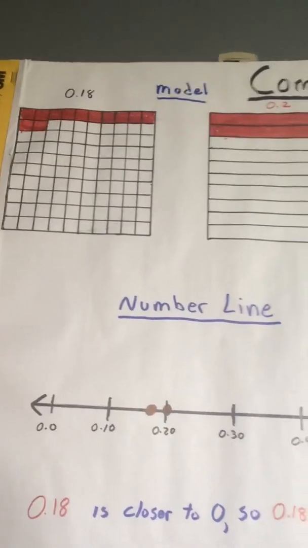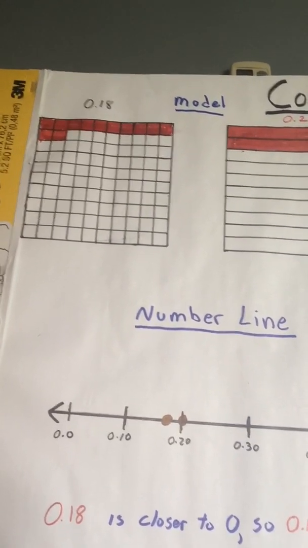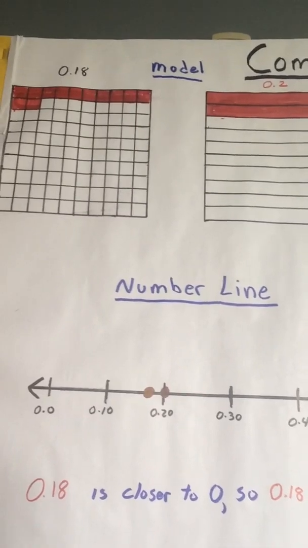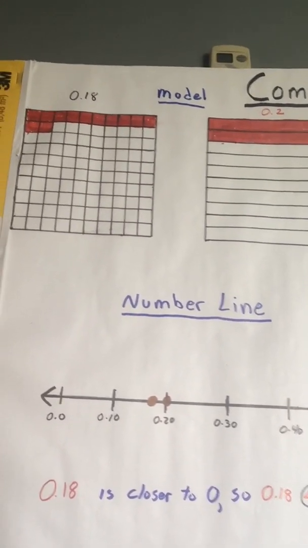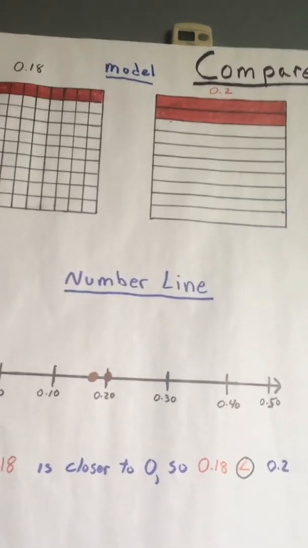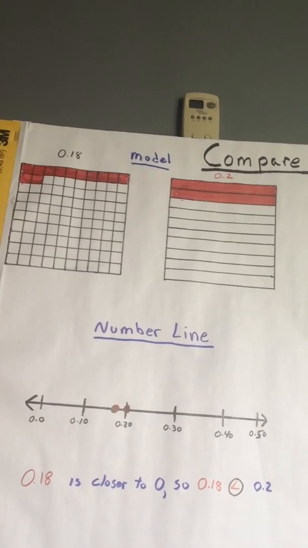Which one is closer to 0? If you notice, the 18 hundredths is closer to 0 than the 2/10 or 20 hundredths would be, showing us once again that 18 hundredths is less than 2/10, which is the equivalent to 20 hundredths. Okay, so that's the unlock the problem.